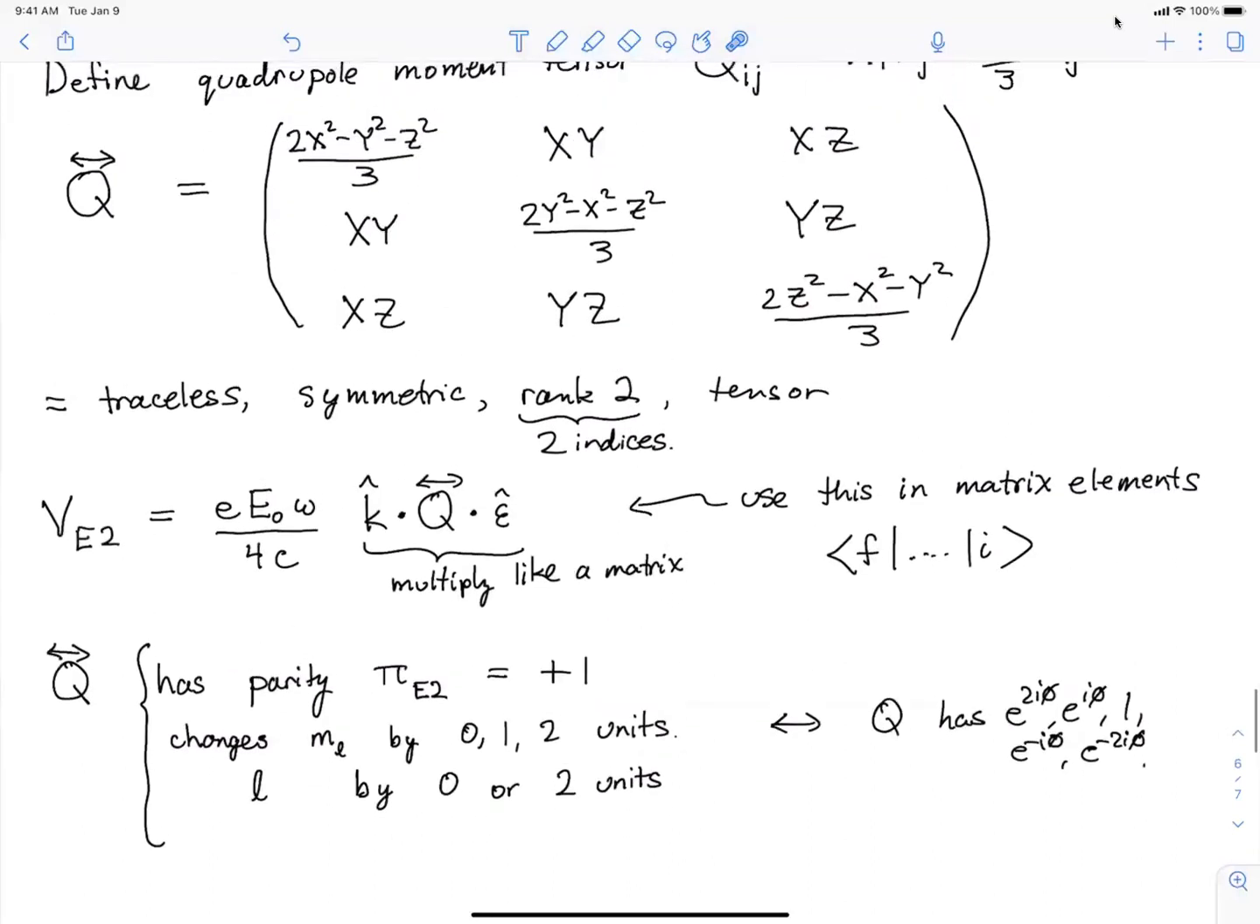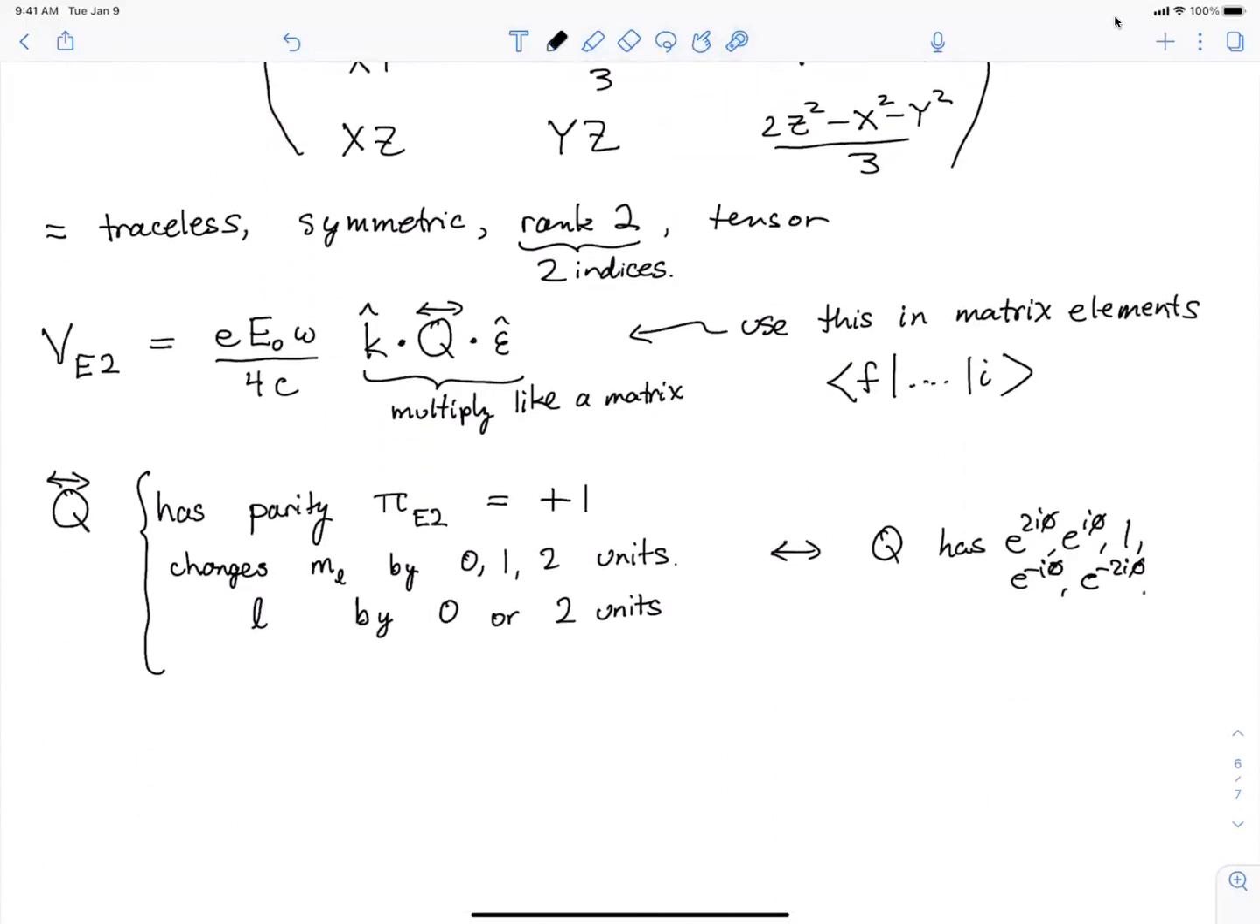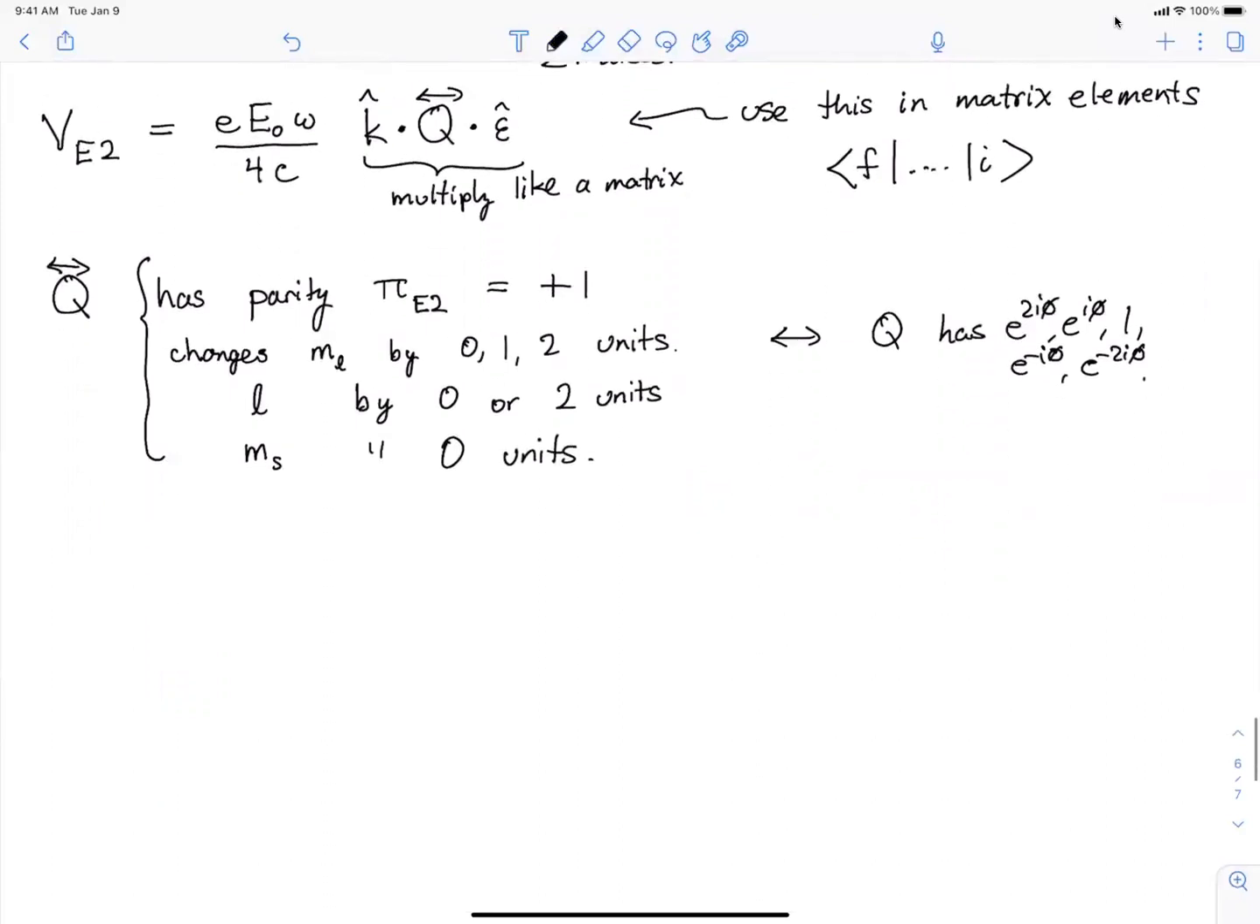Okay, and then finally, an obvious thing is that nothing here involves spin, and therefore the spin won't change. So we already know that total spin doesn't change. That's always true. Spin is intrinsic angular momentum, which is another way of saying it never changes for a single electron. So M sub S changes by 0 units for an electric quadrupole transition. So when I was saying spin, again, I was saying spin for a single electron, but if my transition involves multiple electrons, then that may or may not be true.